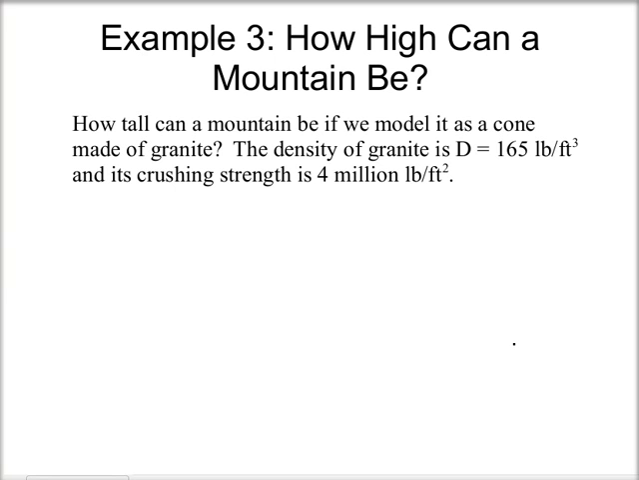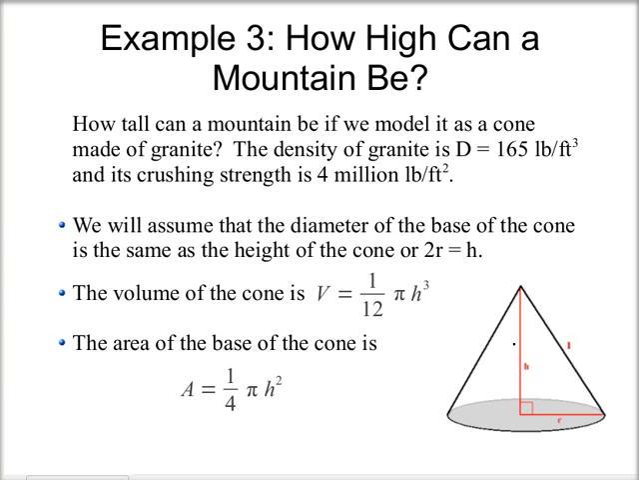So first we're going to make some assumptions. We're going to assume that our mountain is modeled like this, so it's a cone, and we're going to assume that the diameter of the base of the cone, or the distance across the base of the cone, is equal to its height. So in my little diagram here, that would mean that 2 times r is equal to h.